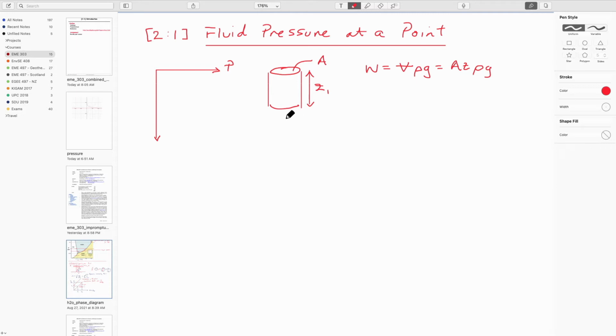And we know that the pressure acting up is going to be equal to the weight divided by the cross-sectional area, just by definition. So if we substitute this in here, we get area times z times rho g divided by area, and we end up with the pressure being equal to z rho g. I've already mentioned that we'll take z as positive upwards, and we'll talk about that later, but let's ignore that for the moment.